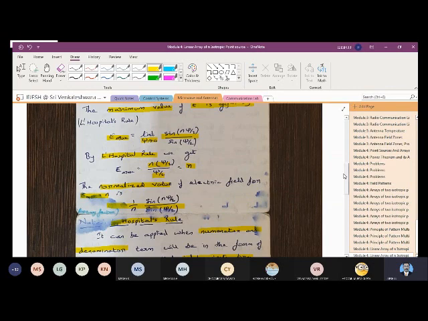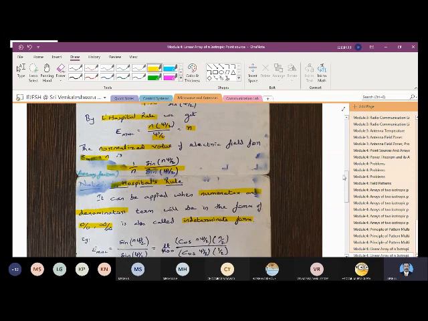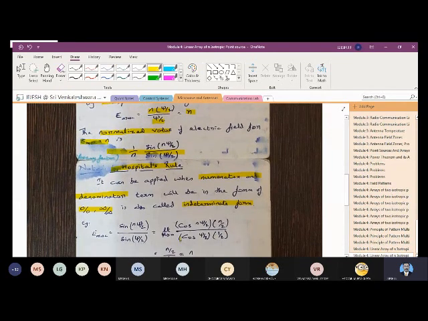So what you have to do here is use L'Hospital's rule. What does L'Hospital's rule say? See, Emax is equal to sine n psi by 2 by sine psi by 2. You have to take the differentiation of the numerator and the denominator. So what you are going to get is cos of n psi by 2 multiplied by n by 2, and cos of psi by 2 multiplied by 1 by 2.